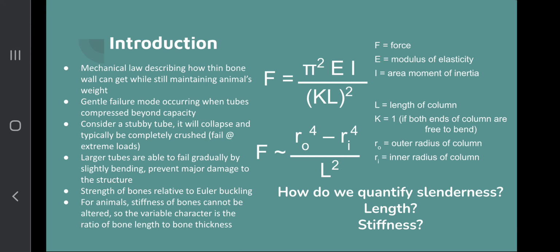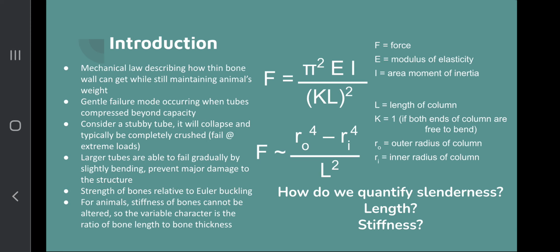And the thinness of the tube, or in this case the straws, depends on the stiffness of the material, the length of the actual straw, and the thickness of the walls. For animals, the stiffness can't really be altered, so the variable characteristic is the ratio of bone length to bone thickness. And so they're asking themselves this question basically: do I need to be able to carry a massive weight, or do I need to be able to move?